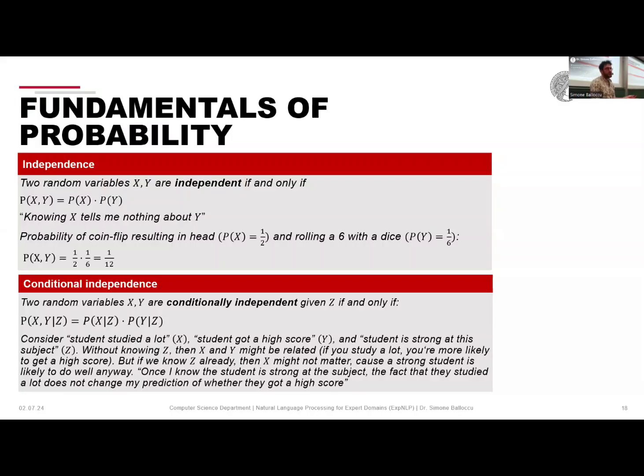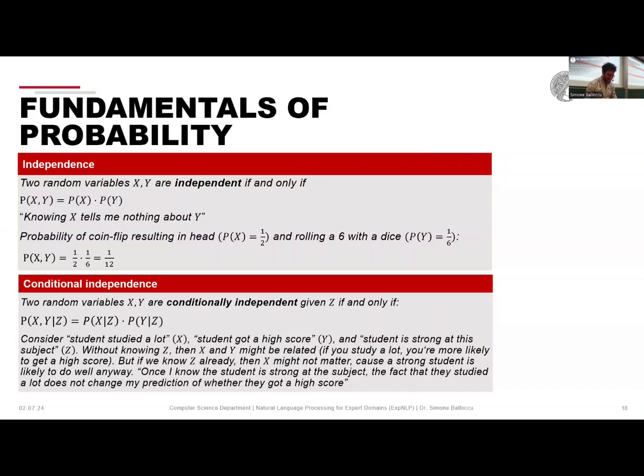But from the moment you know that the student is already strong, you may, this is not written in stone, say that X and Y are not so related anymore, because the student was already good from the first point. And so you have this conditional independence. They are independent conditionally on the third variable, okay?